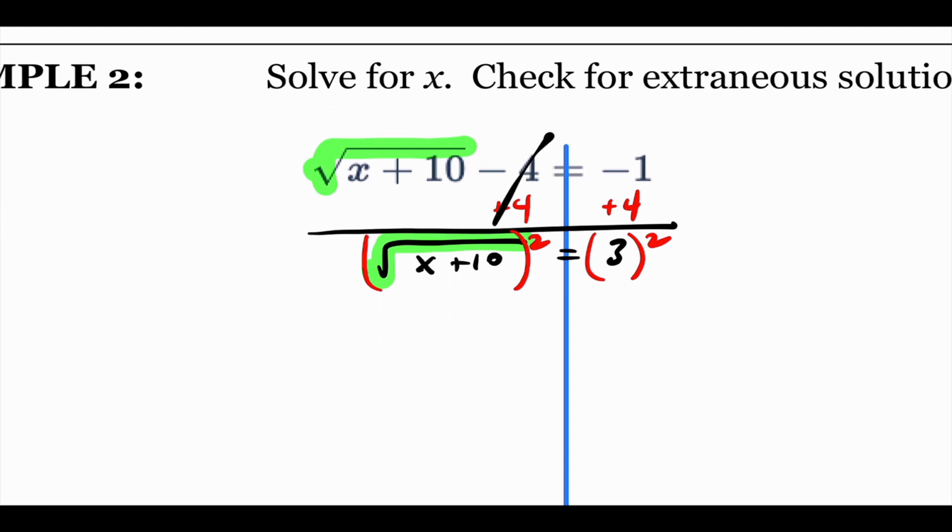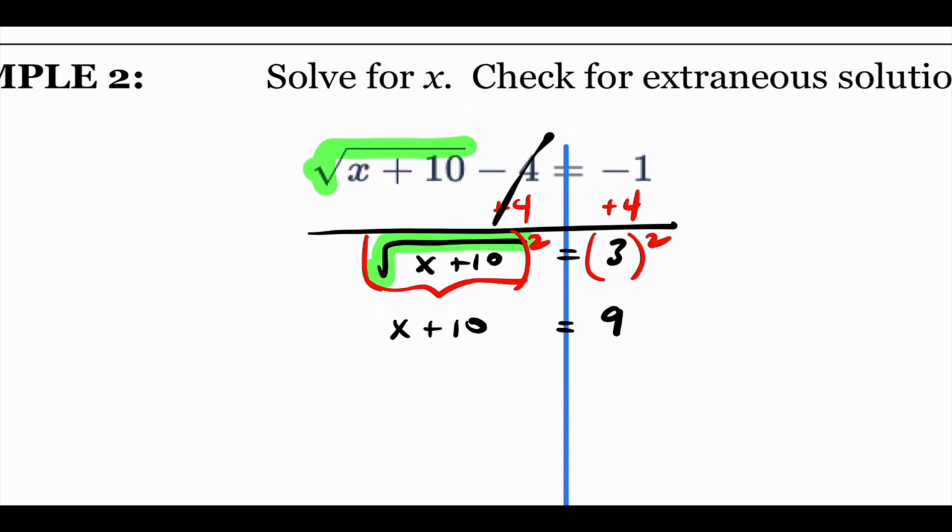So what happens when I square a square root? What is that going to be? There you go. Yeah, we just talked about that. It's just going to be x plus 10. And then 3 squared is just 3 times 3, which is 9. Step 2 done.